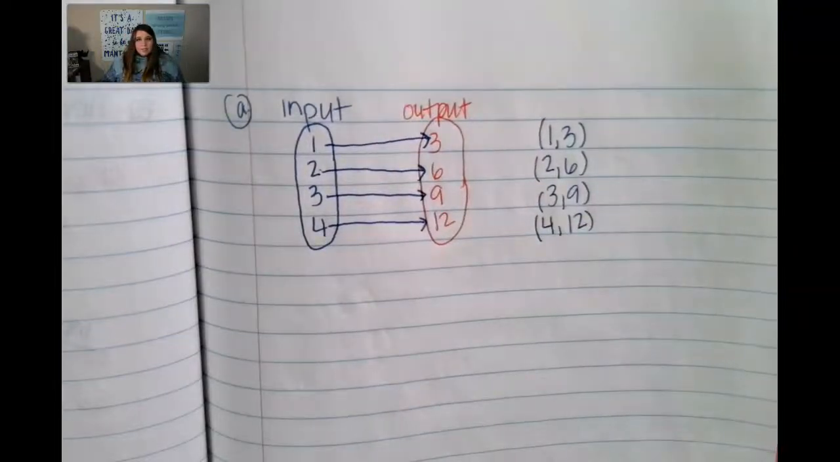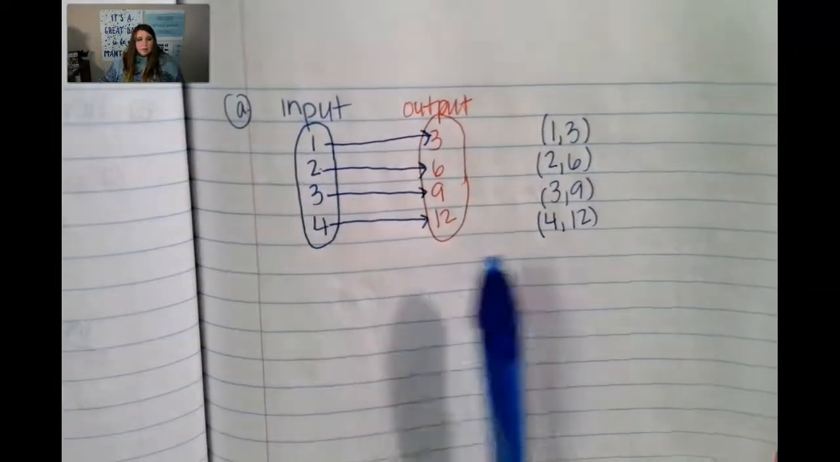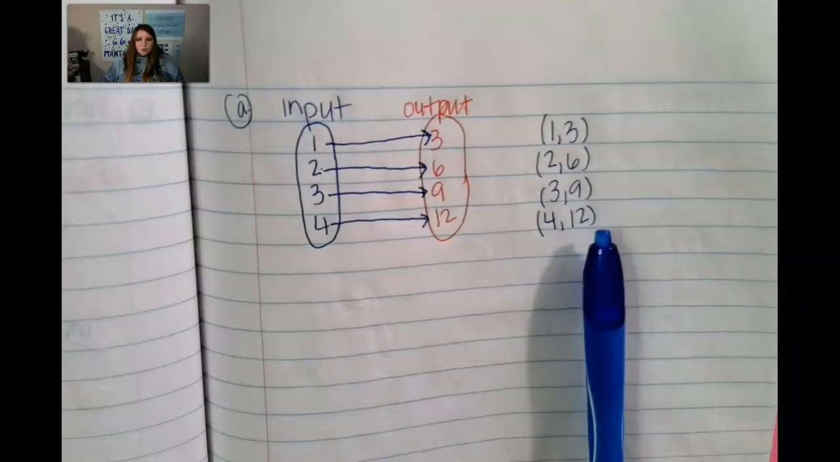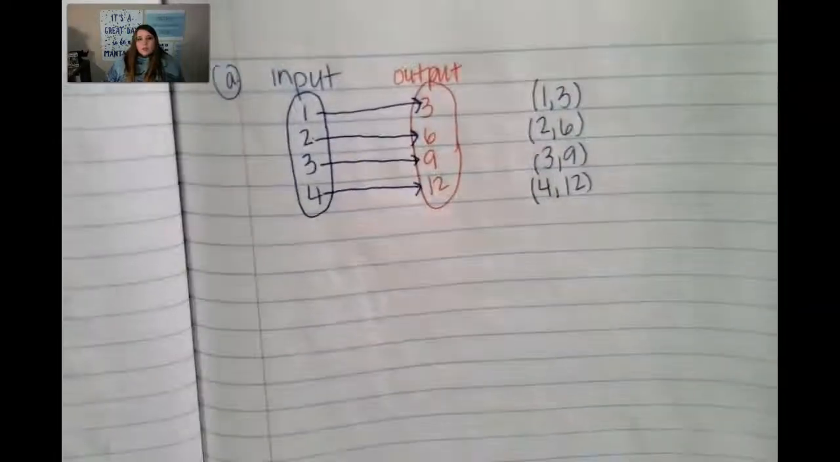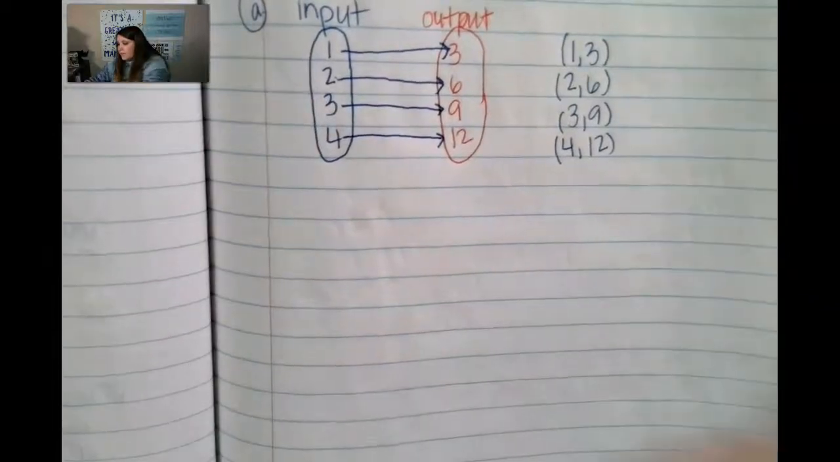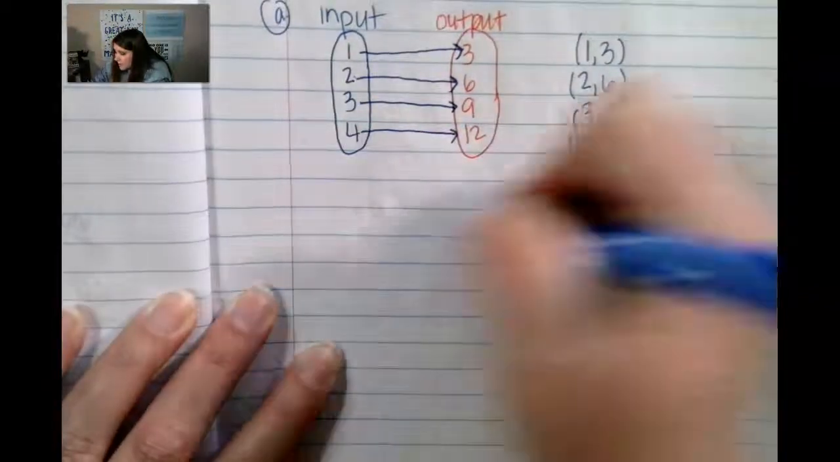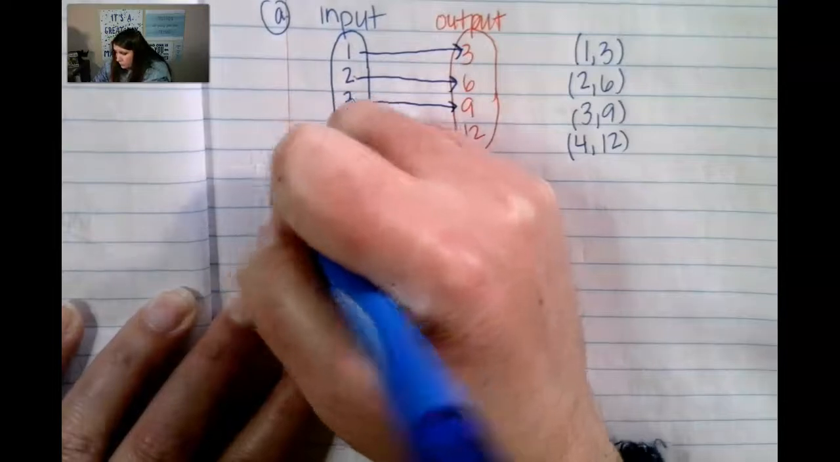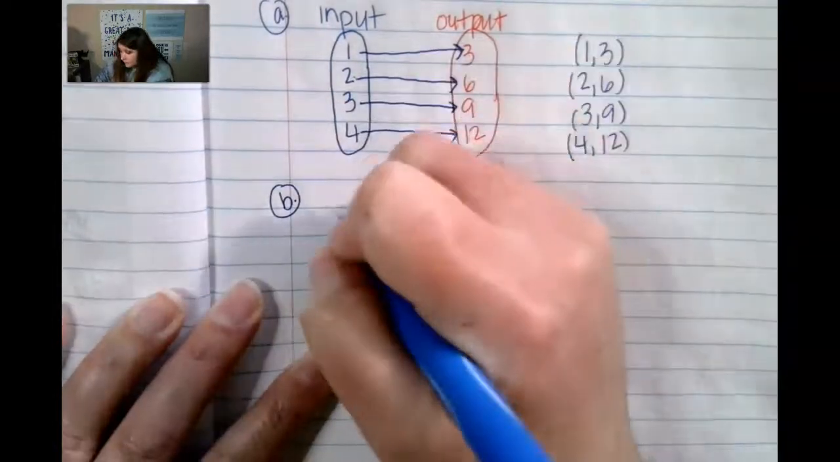So we're just taking the mapping diagram and we are turning it into ordered pairs. All right, let's do another example. Okay, so this example that they give you shows a mapping diagram that looks like this.